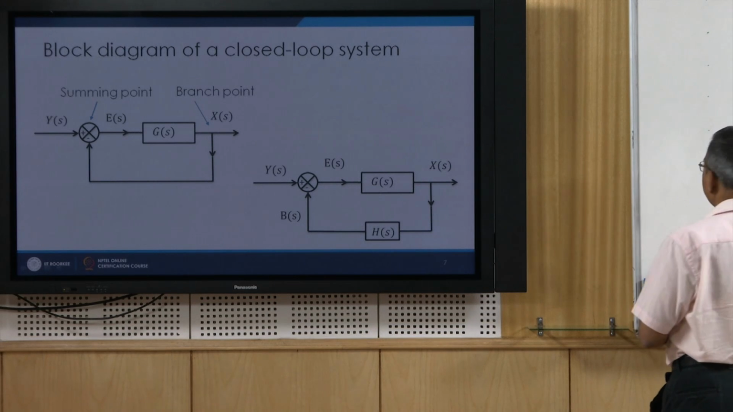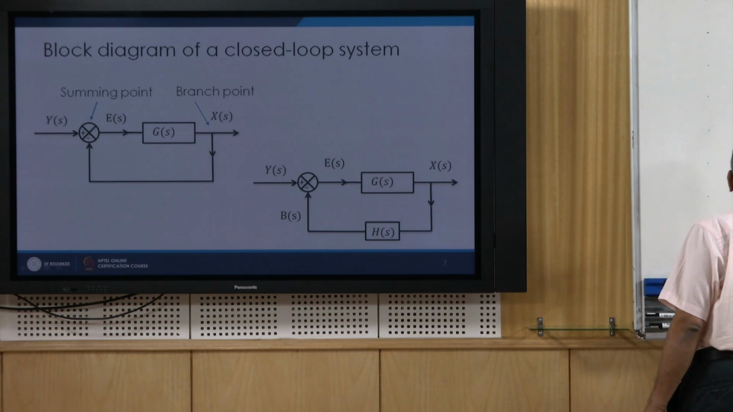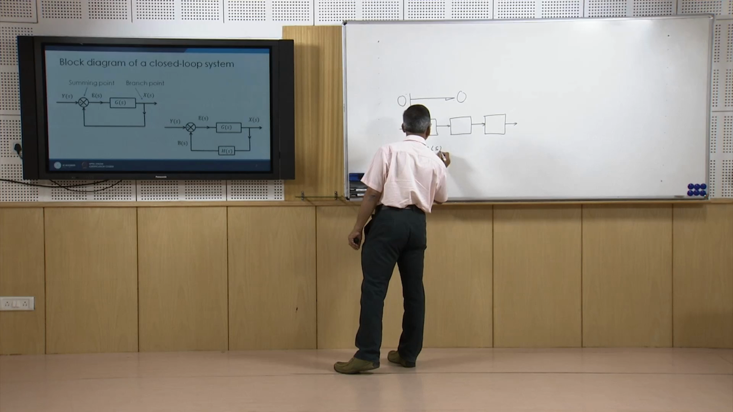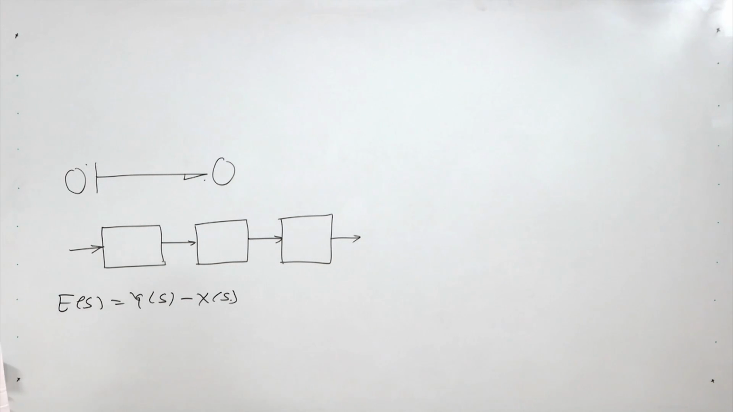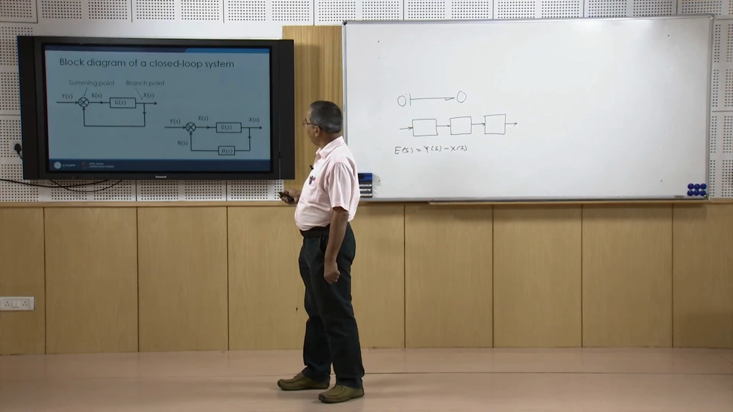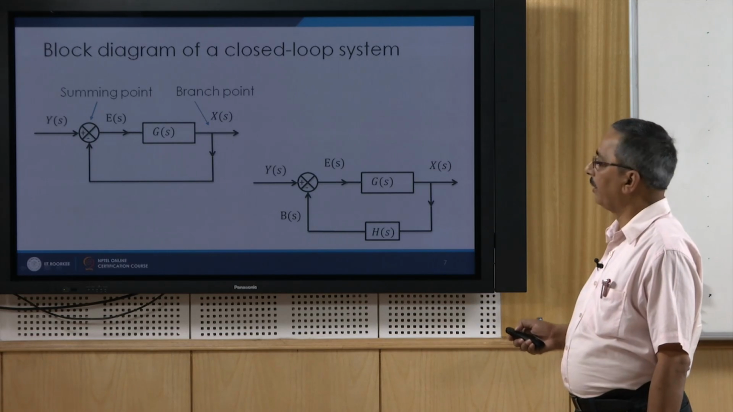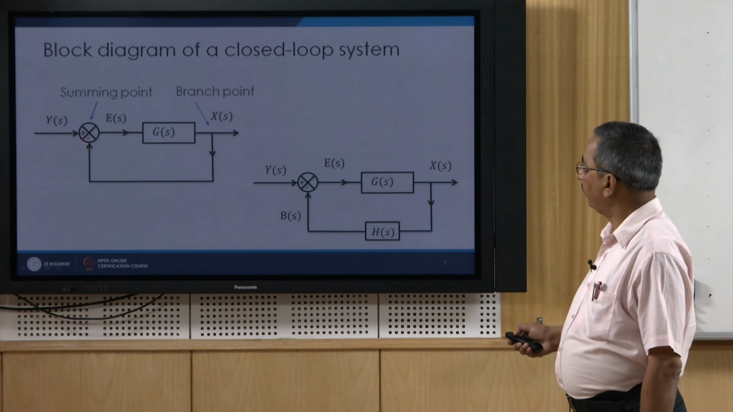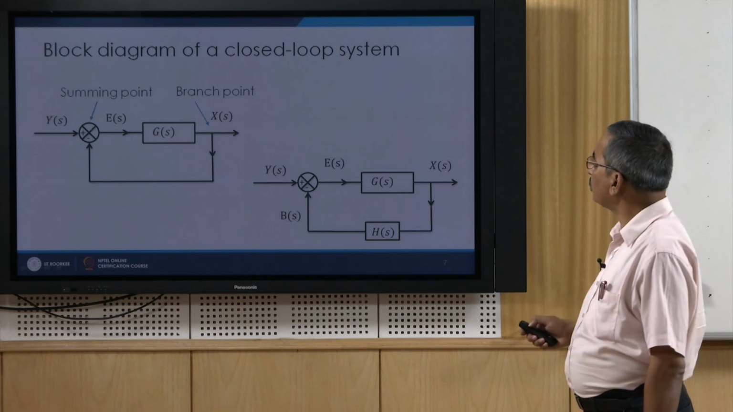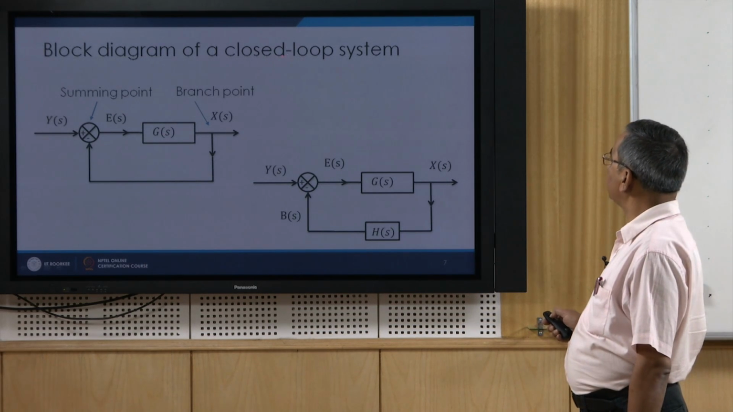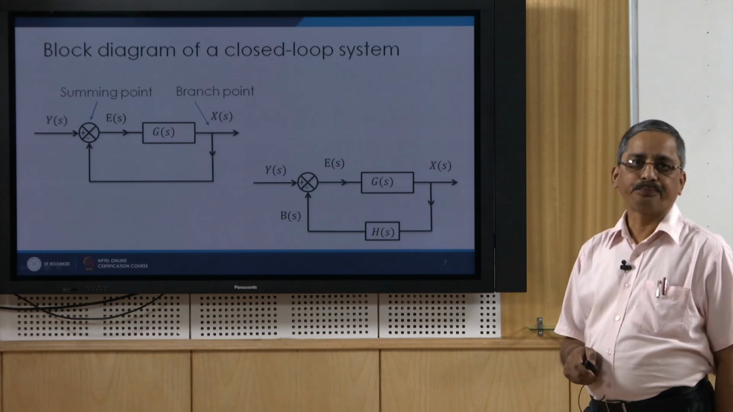So, the Es is basically Ys minus Xs. And here you can see that the output of this block diagram, that is Xs, is being fed here to the summer to find out the error. So, this type of block diagram is what is called the closed loop system.